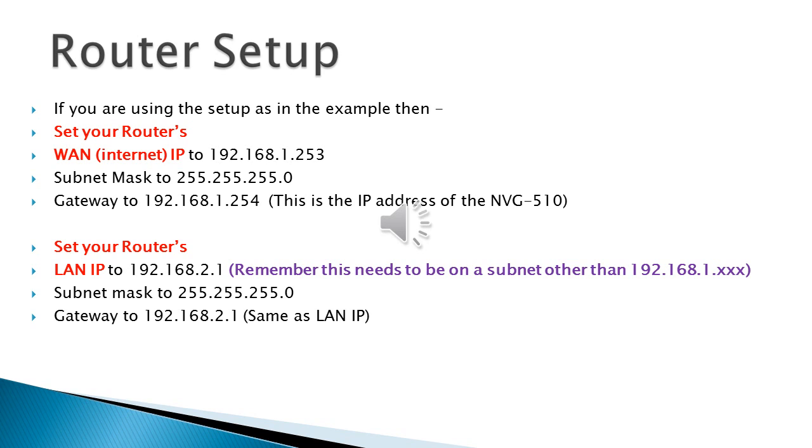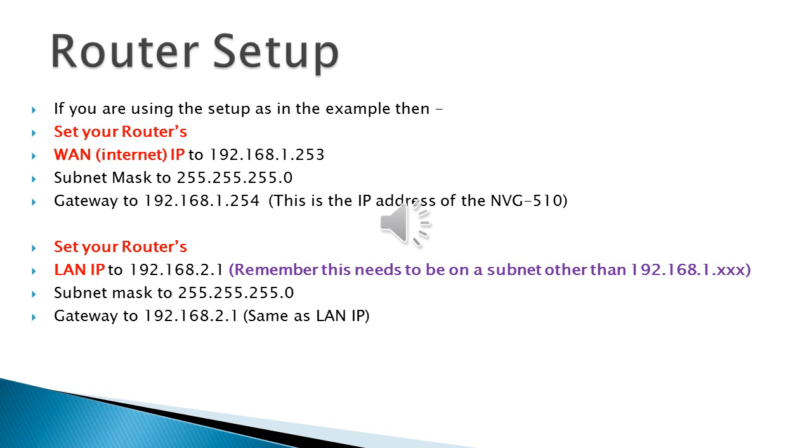This will be the final steps in our setup. We're going to set up our router now. You need to set your router's WAN or Internet IP to 192.168.1.253. This is the same IP address that our NVG510 has been configured to serve. We may set this up manually, or if you set it up with DHCP or automatically obtain on your router, it should also still work.